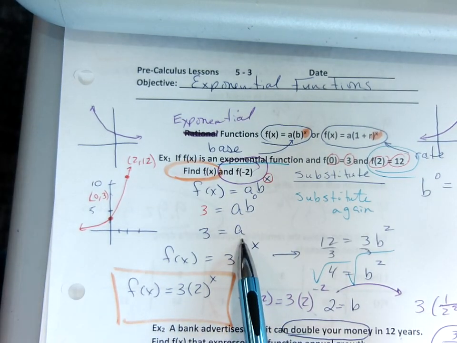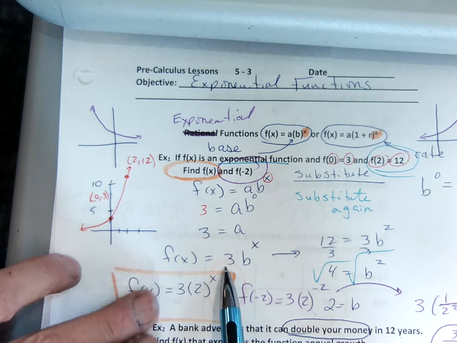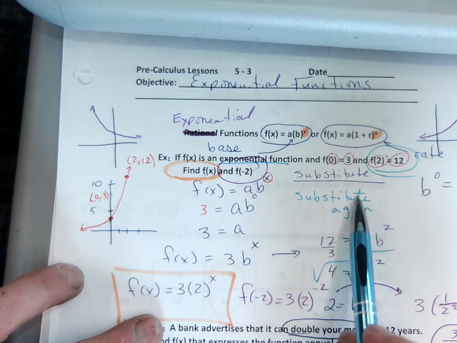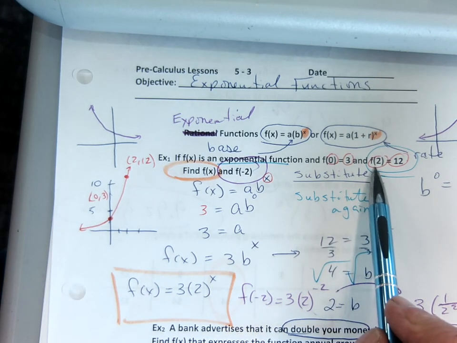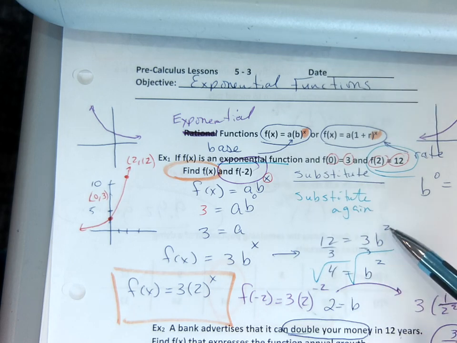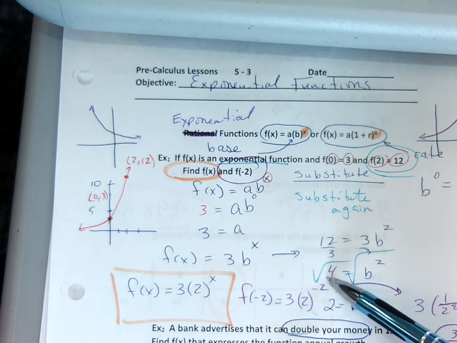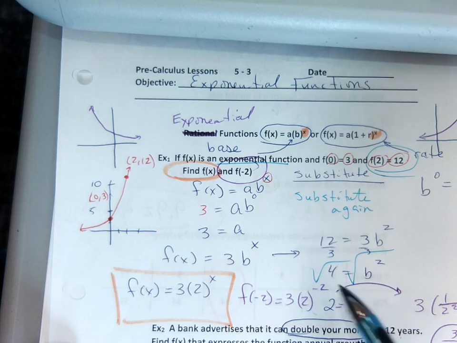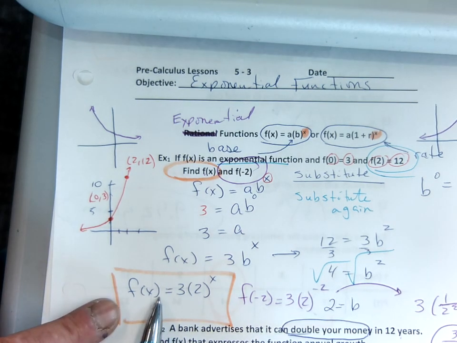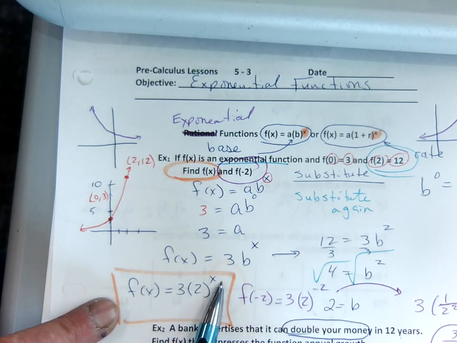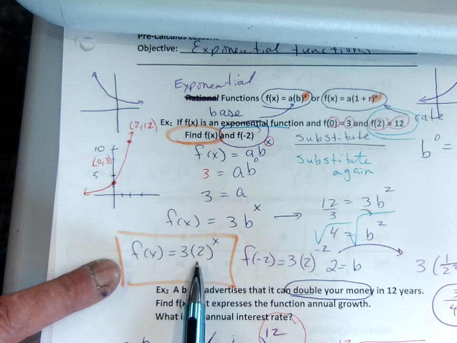I need more information, okay? So I know a is 3, but I don't know b. So I substitute again, but this time I take the second point, plug in 2 for x, and set it equal to 12. I can solve for b, so I divide by 3. I got 4, and then I square rooted, and b is 2. So now I can rewrite my equation. I know it's supposed to be f of x equals a b to the x, so I wrote f of x equals 3 times 2 to the x. Don't make that a 6. Do not. That's 2 to the x, not 6 to the x.